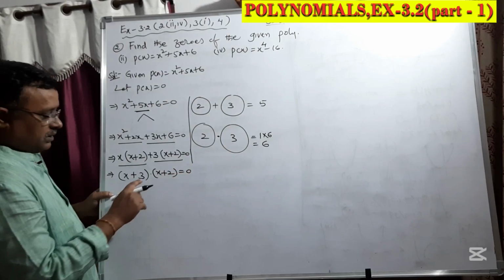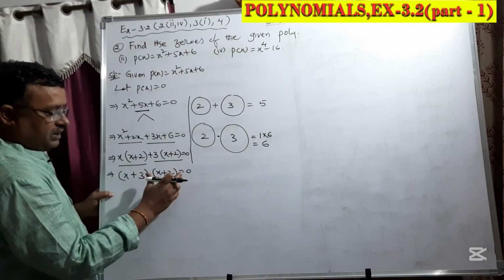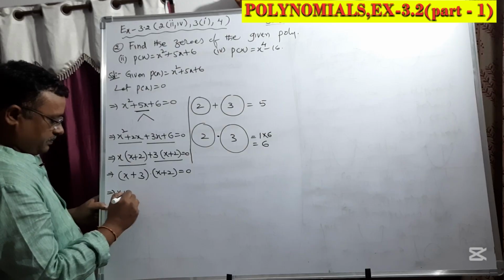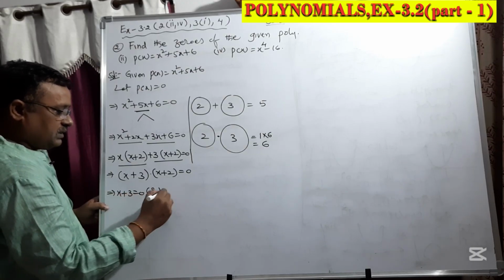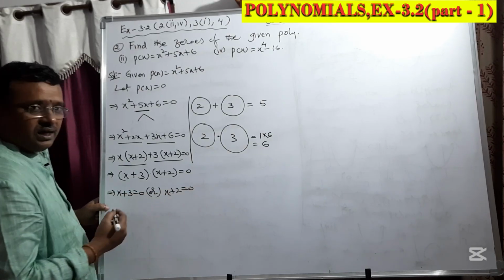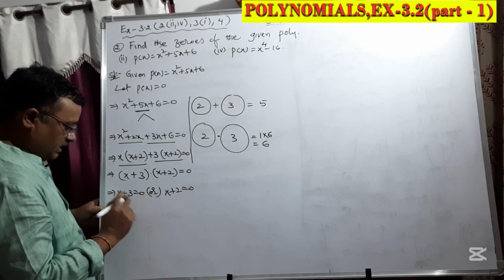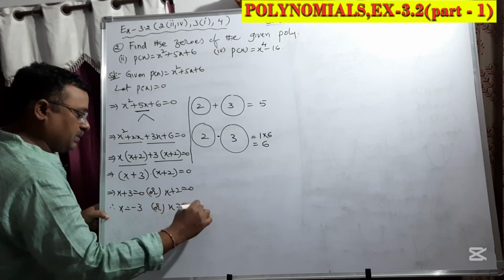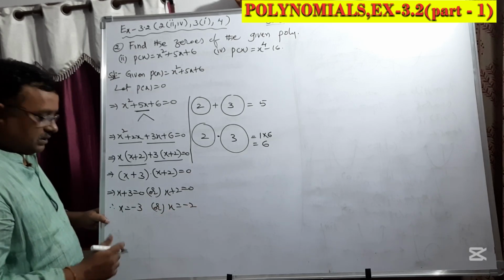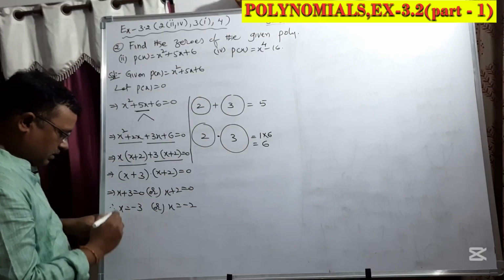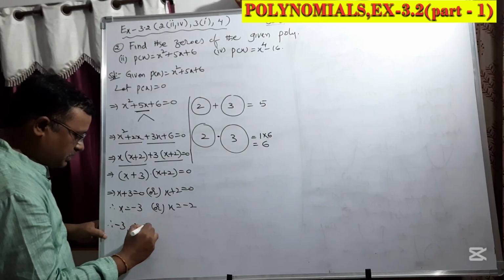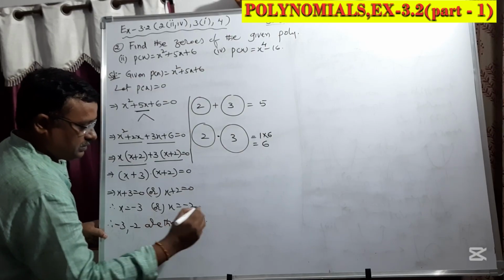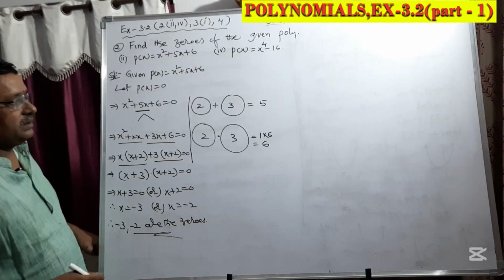0. Product of two terms equal to 0 means either the first term equal to 0 or the second term equal to 0. Clear? Therefore x is equal to minus 3 or from this x is equal to minus 2. Okay? Therefore conclusion, minus 3 comma minus 2 are the zeros, that's it, of this polynomial. Understood?